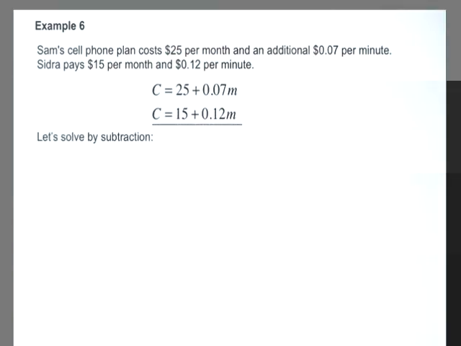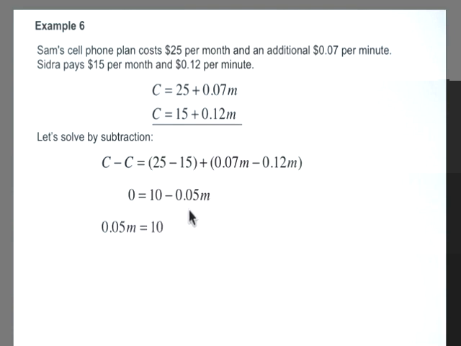So we're going to subtract here because our coefficients are identical. We have 1c and 1c. So when we subtract this, we get c minus c, which is going to be 0. So we're going to eliminate the c variable. And then when we subtract our equations, 25 minus 15 plus 0.07m minus 0.12m. And we end up with 0 is equal to 10 minus 0.05m.